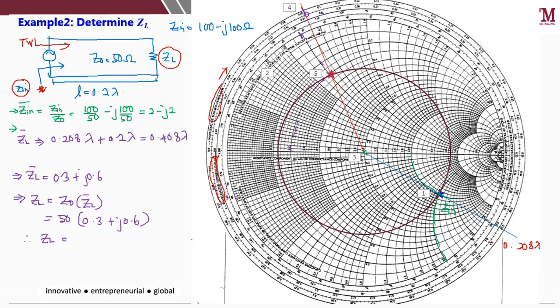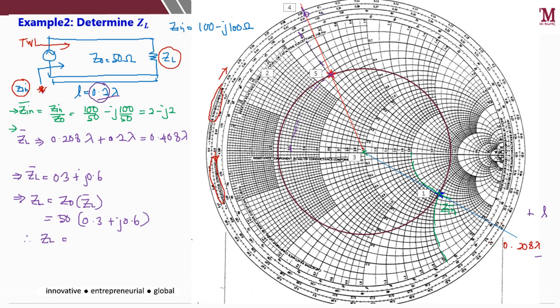Okay, let's refer to the earlier example. In the previous example, the length of the transmission line is 0.2. In this case we determine ZL, so we know Zin. To get the ZL position, the current position of Zin is 0.208, and then we add the L. In this case the L equals 0.2 lambda.